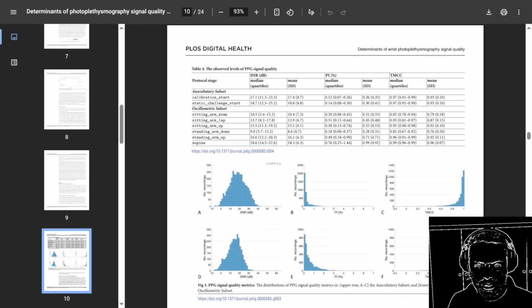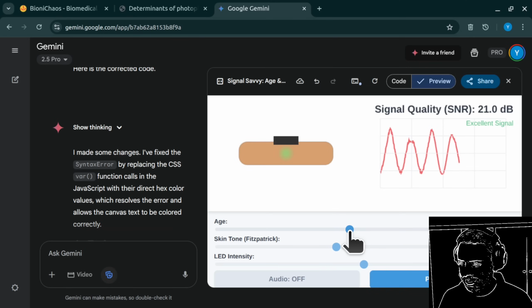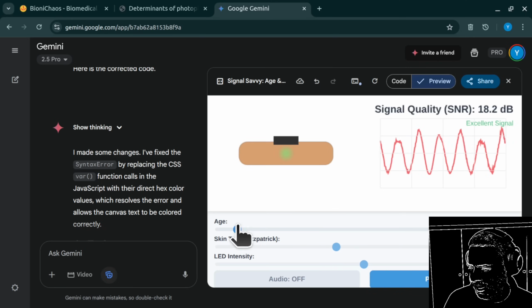Can you review this figure? Certainly. Figure 3 displays histograms of PPG signal quality metrics for both the oscillatory subset and the oscillometric subset. It shows the distribution of the signal-to-noise ratio, SNR, perfusion index, PI, and the template matching correlation coefficient, TMCC, across various protocol stages. The histograms provide an overview of the quality of the signals collected in different body positions and conditions.